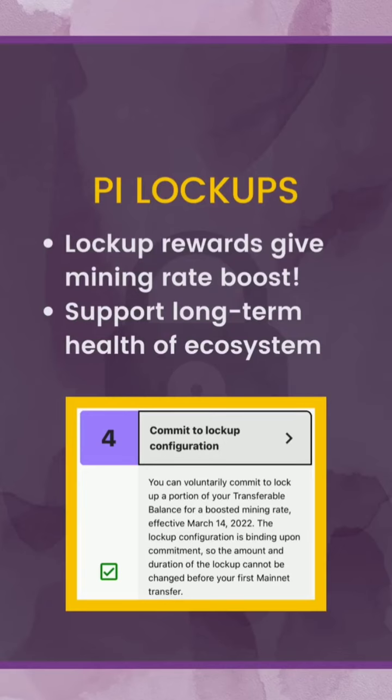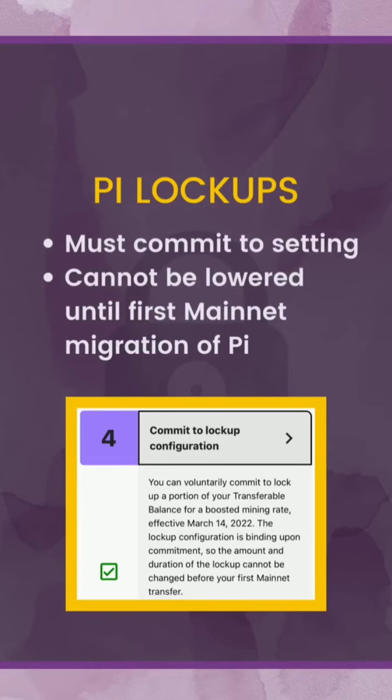More information about the lockup reward is available in the new chapters of the updated whitepaper released on December 28, 2021. While Pi lockups are voluntary, you must commit to an initial lockup setting to complete step 4 of the mainnet checklist. The binding aspect of your lockup setting means that the lockup amount and duration cannot be lowered before the transfer of your balance to the mainnet.